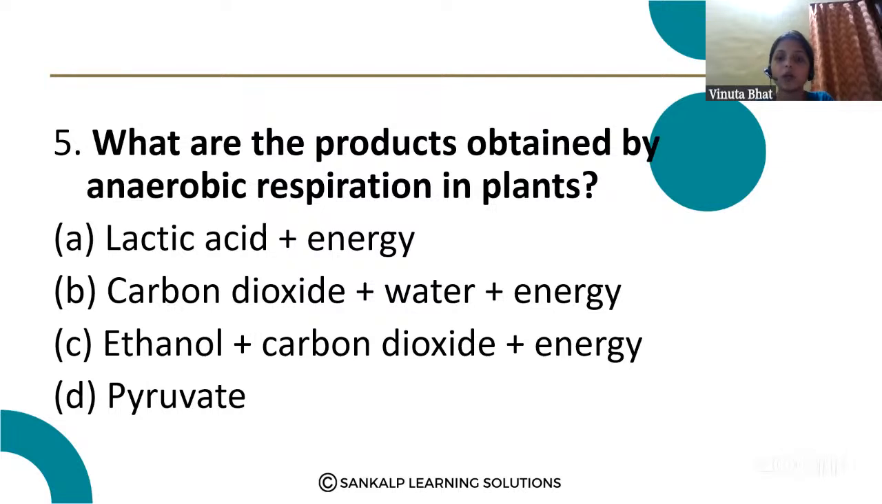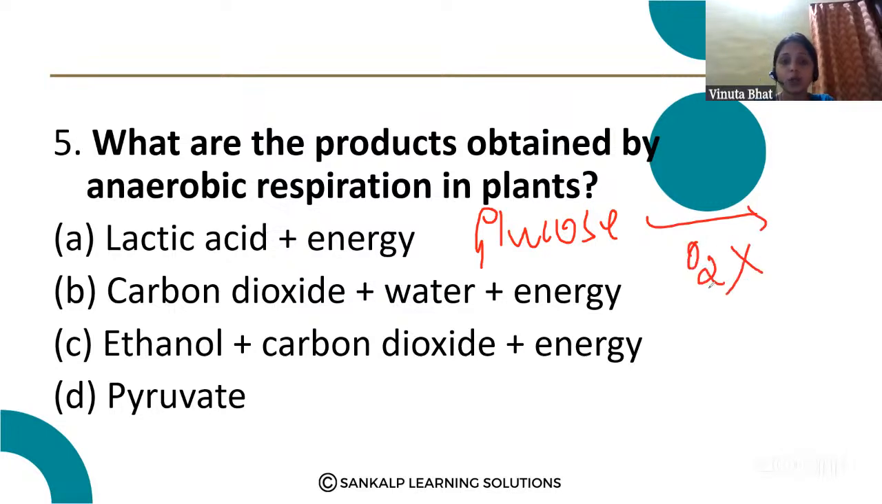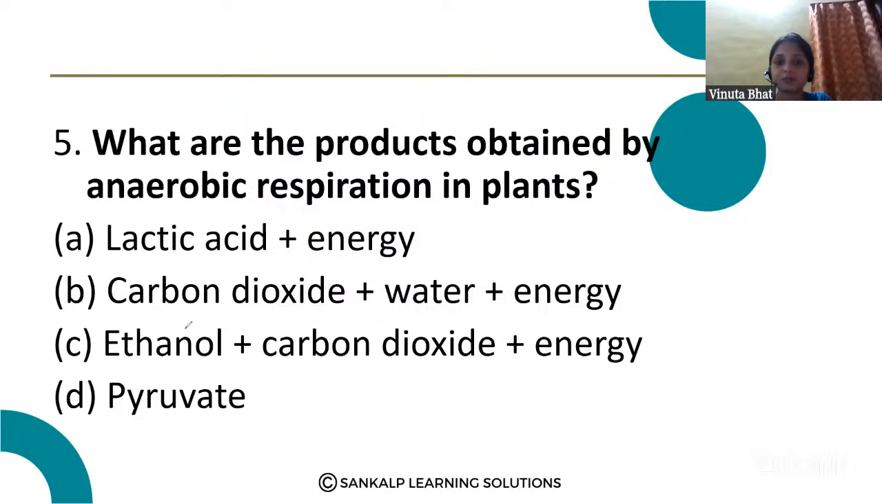Next question. What are the products obtained by anaerobic respiration? Anaerobic respiration breaks down glucose in the absence of oxygen. It takes place in yeast, and sometimes, in low oxygen conditions, human muscle cells perform anaerobic respiration. In the case of yeast, what is produced here? Ethanol, carbon dioxide and energy.